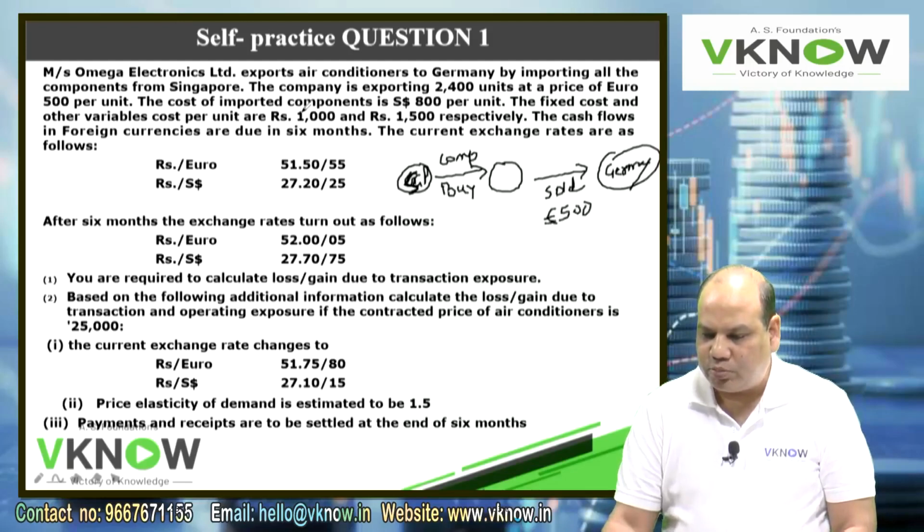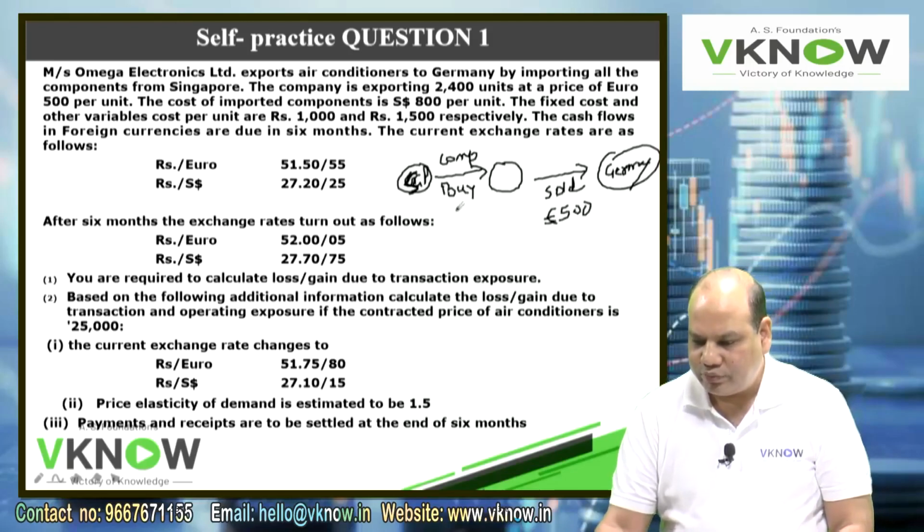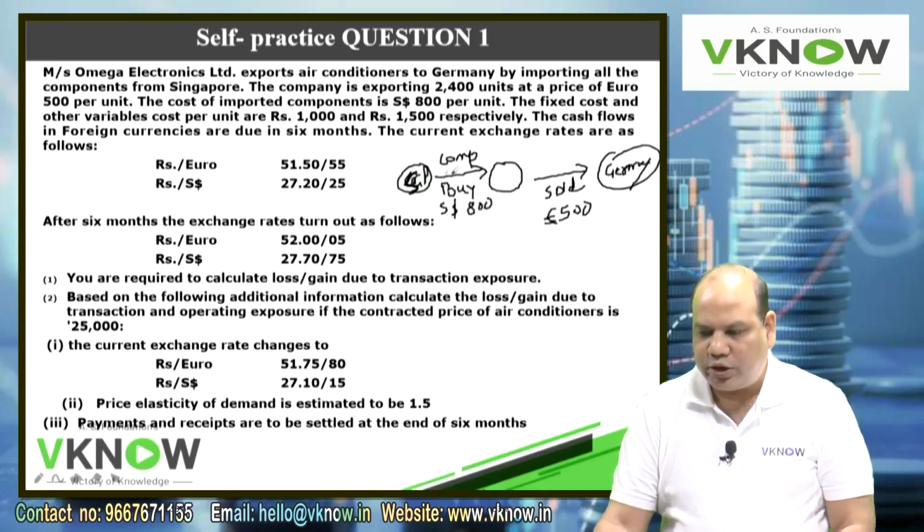Cost of the imported component is Singapore dollar 800. So what is the rate at which it buys? SGD 800. What is the rate at which it sells? Euro 500. And this company is exposed to both the risks. Here the risk is that the SGD rate can go up, so you'll have to pay more. Here the risk is that the euro may depreciate and you may receive less.